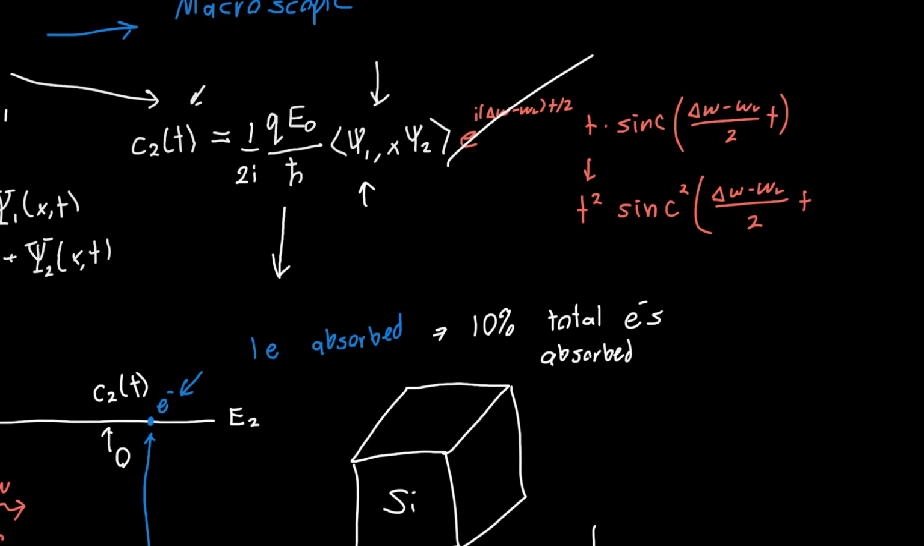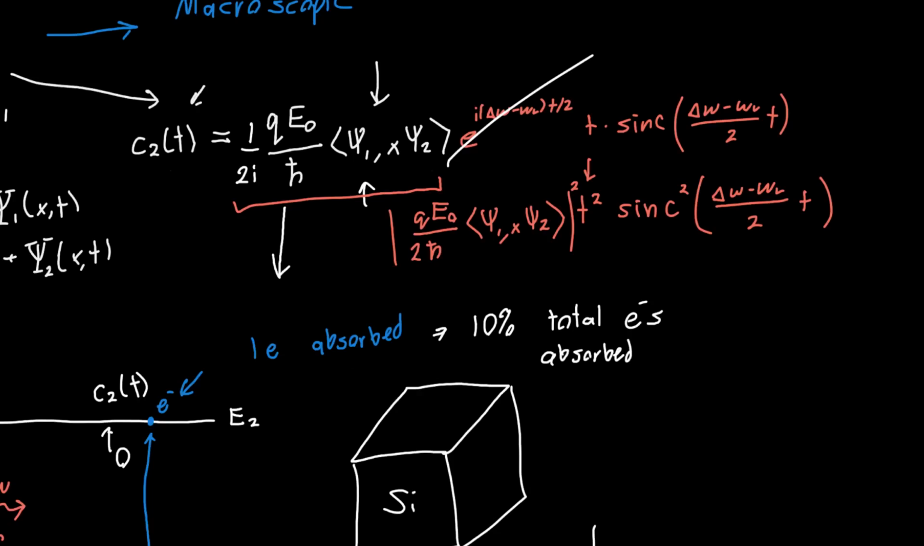This is not meaningful. Delta omega minus omega L times 2t. And now this whole coefficient out front, this just gets magnitude squared. So q e naught over h bar, or let's say over 2 h bar, psi 1 x psi 2. This all gets magnitude squared.